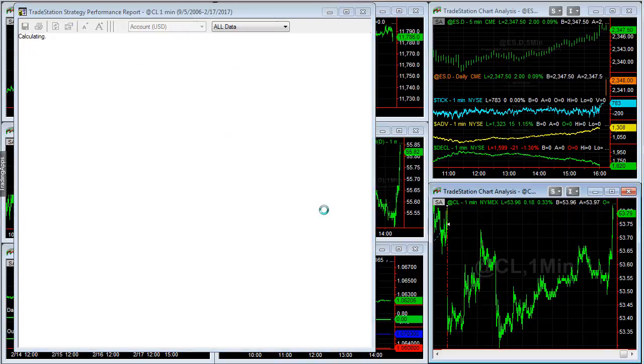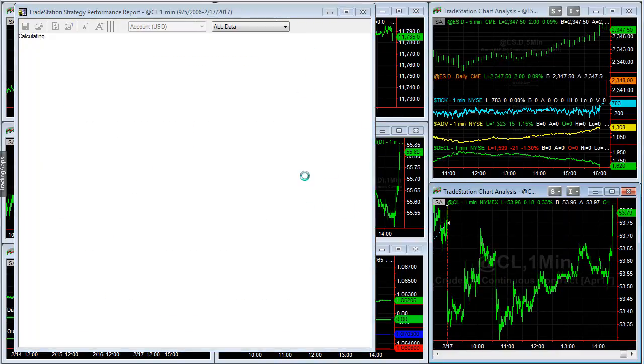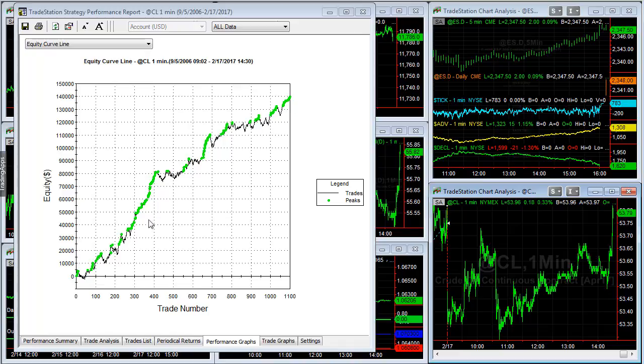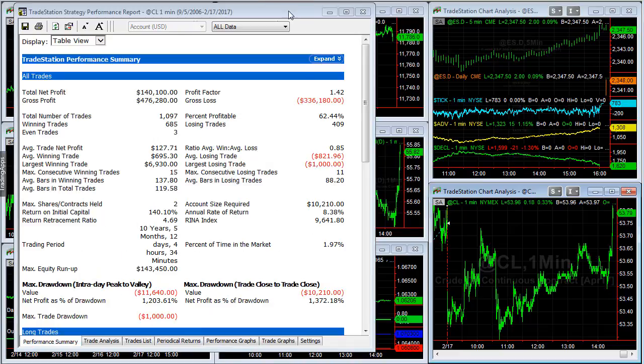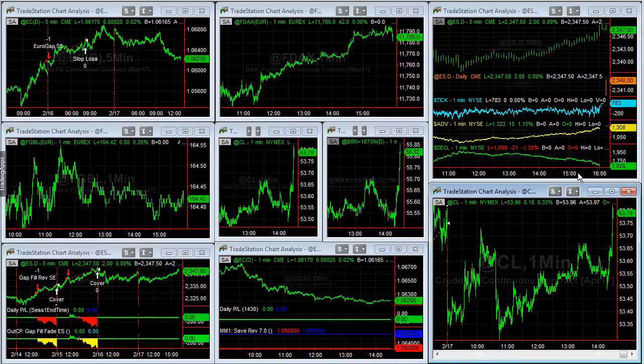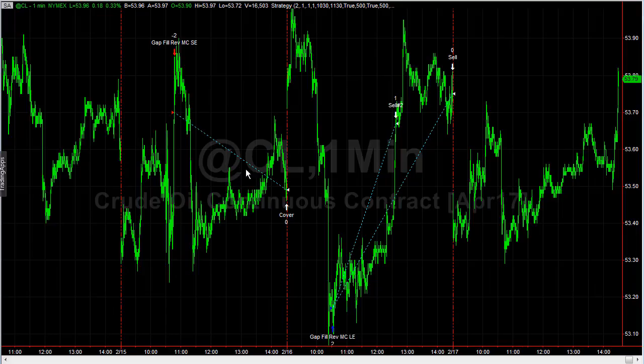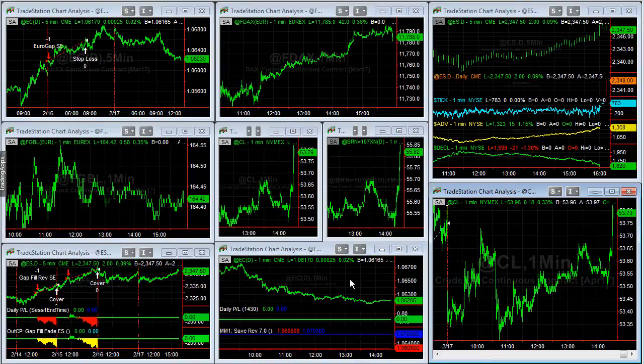Crude oil, we have the crude oil strategy. This is a multi-contract version of crude oil. So you add contracts to this strategy, and so you can see some of the results here. In this case, we trade 2. It enters 2 contracts and then exits at different times. And so you see the results there.